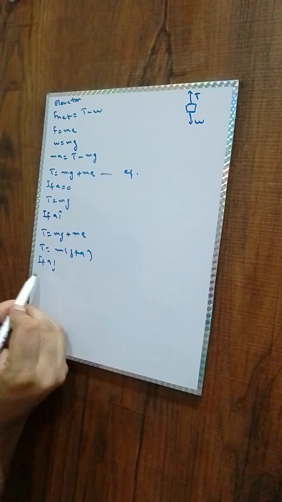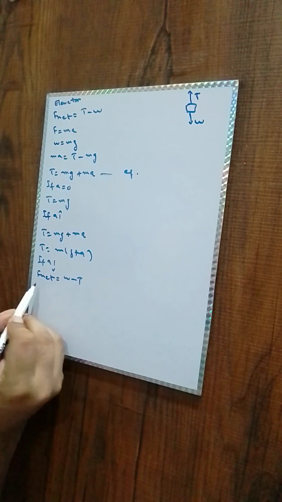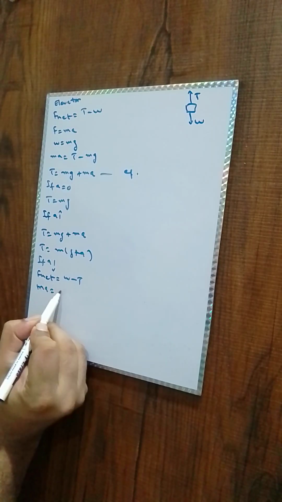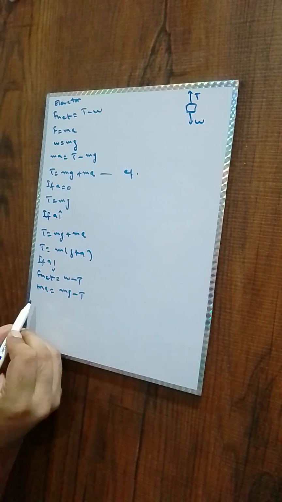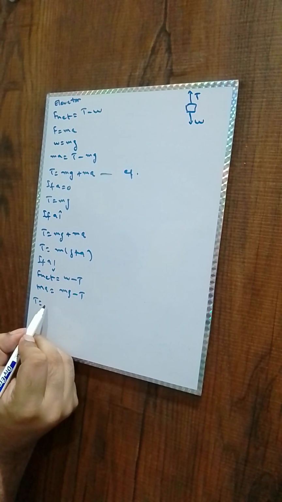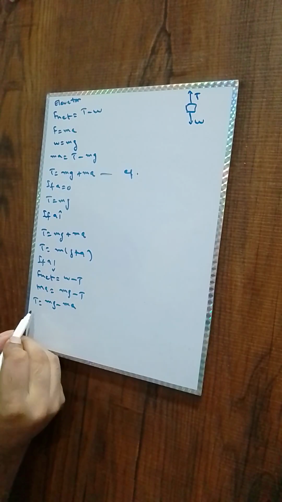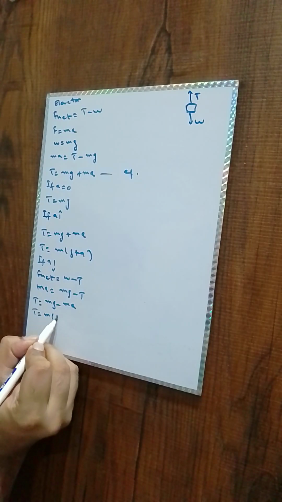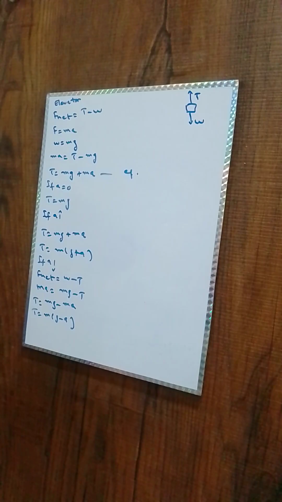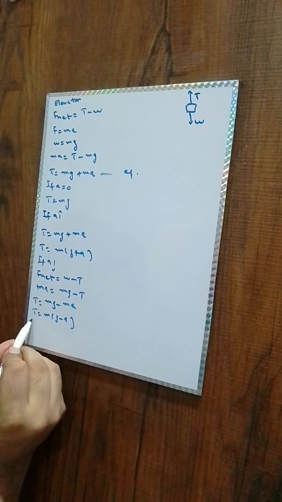So F net would be weight minus tension. Ma would be equal to mg minus t. So t would be equal to mg minus ma, and t would be equal to m into g minus a. Yes. So this will be the form.